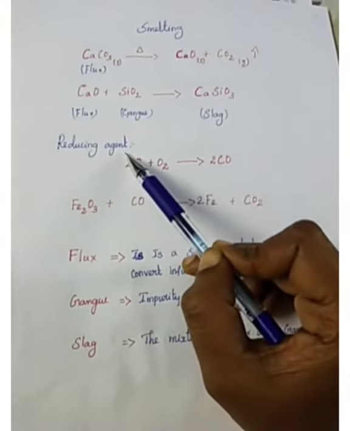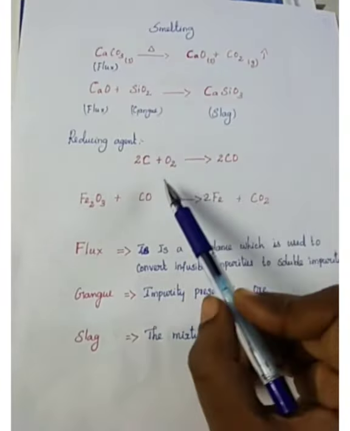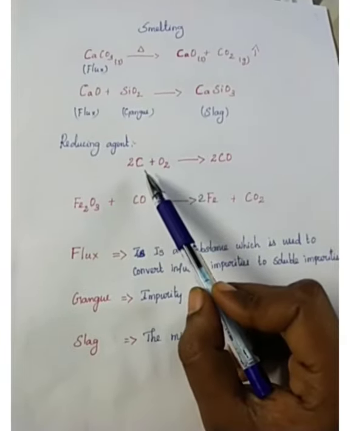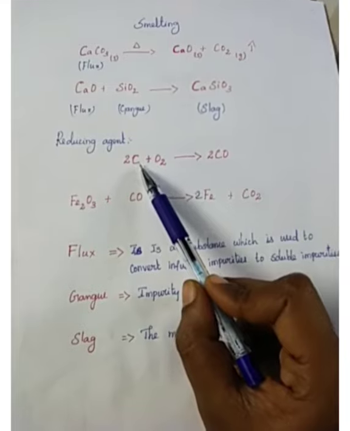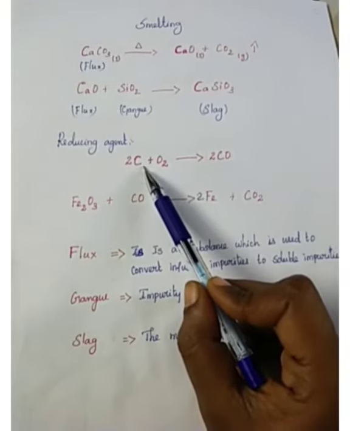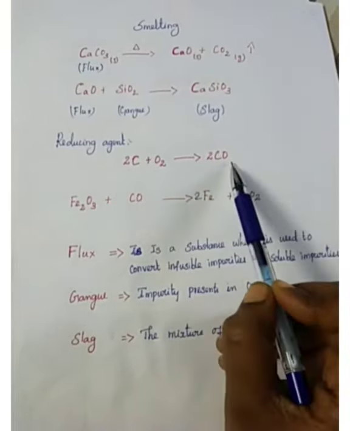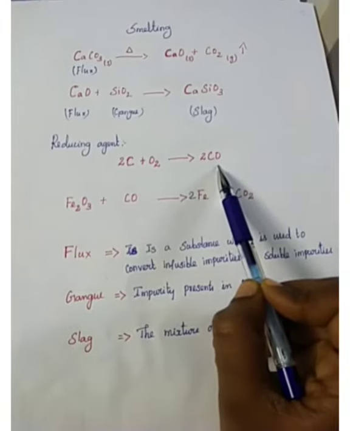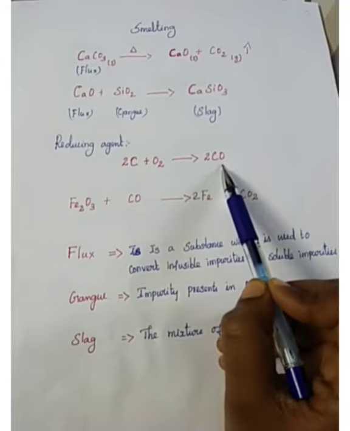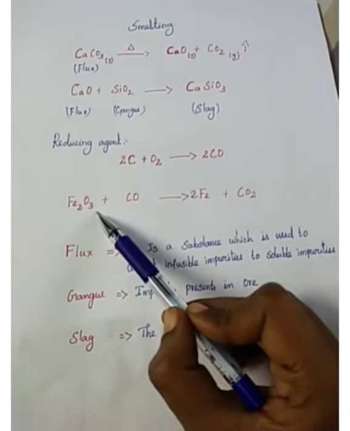Next is the action of the reducing agent. For smelting of iron ore, we use coke as a reducing agent. During the reaction, this coke is converted into carbon monoxide. Carbon monoxide is a good reducing agent. This carbon monoxide is going to react with iron ore.